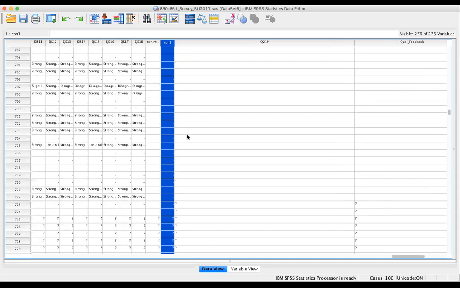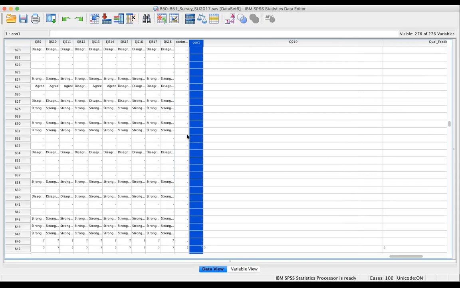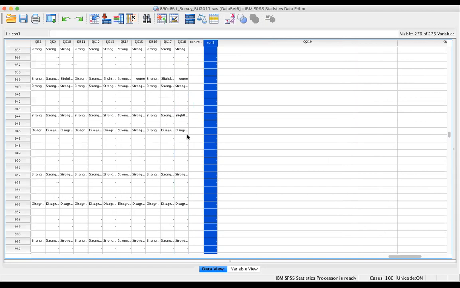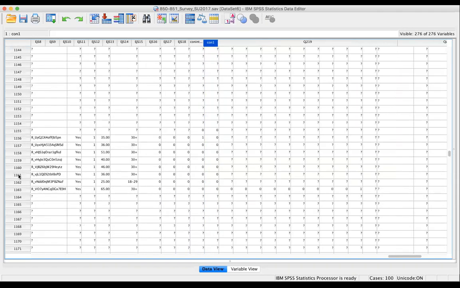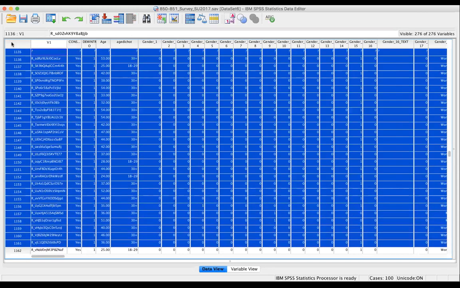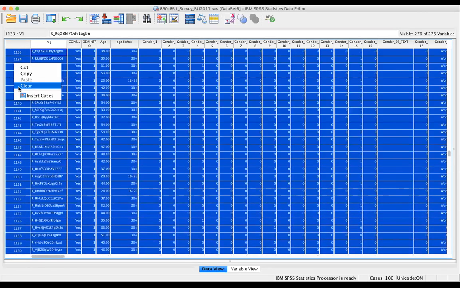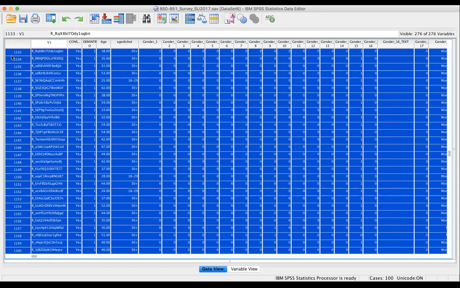And so there are a bunch of people, because we only asked it of people who were in certain kinds of relationships. And so we can go down here and say, all right, I'm going to take everybody who didn't have an answer to that, and I'm just going to come here and clear them out and delete them. That's the sort of manual non-syntax way to do that.